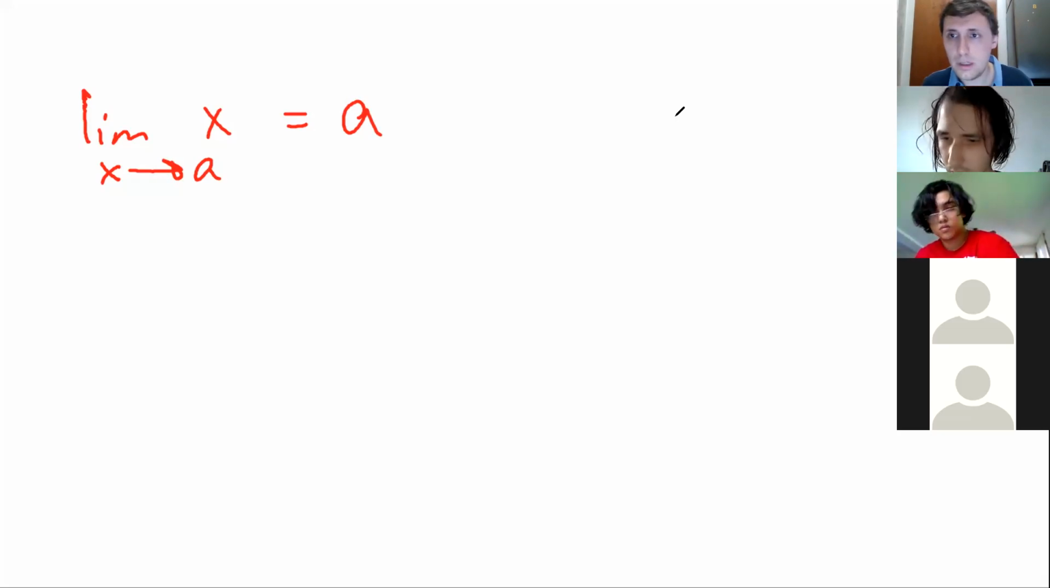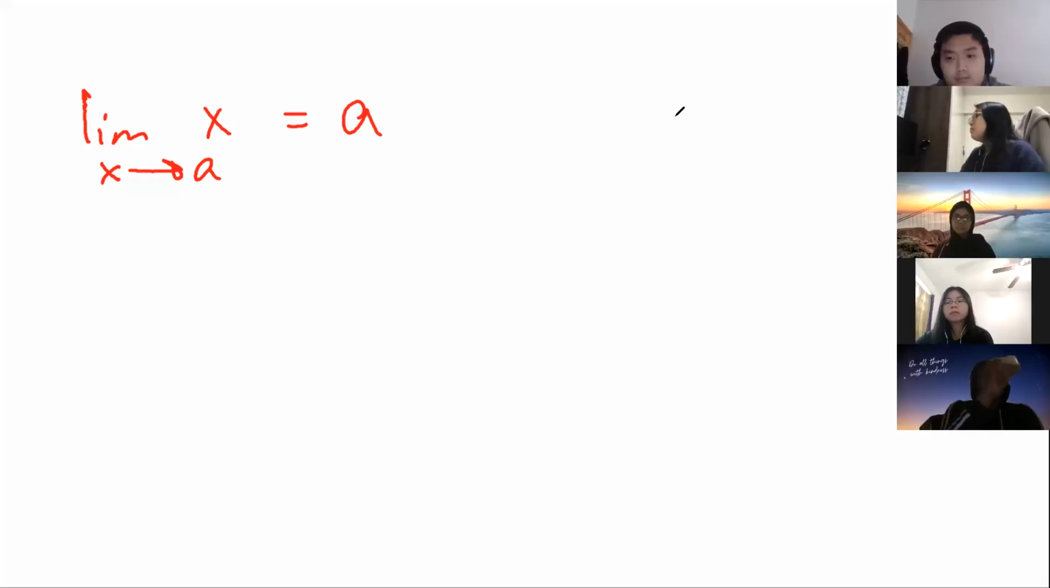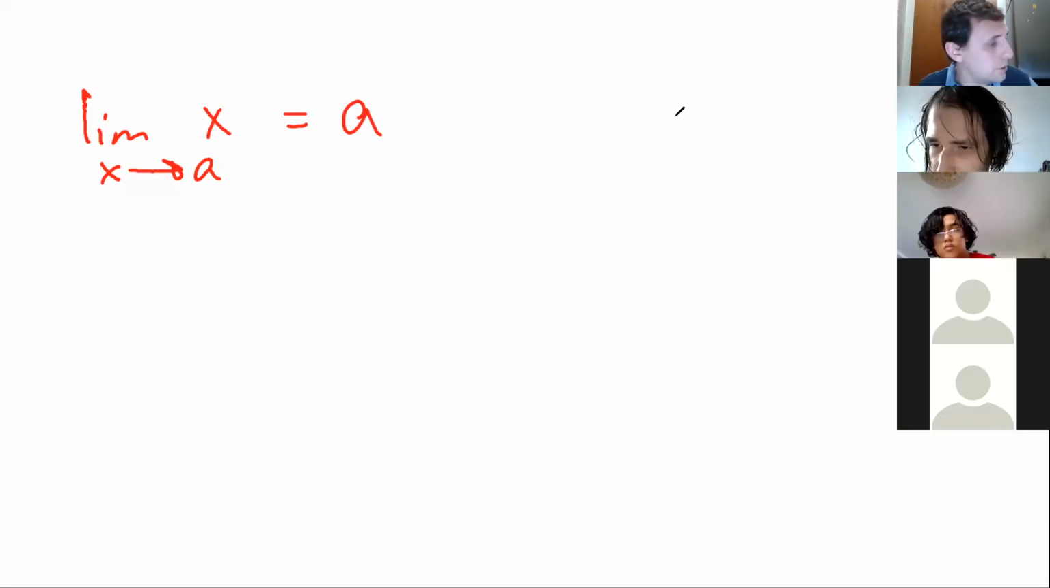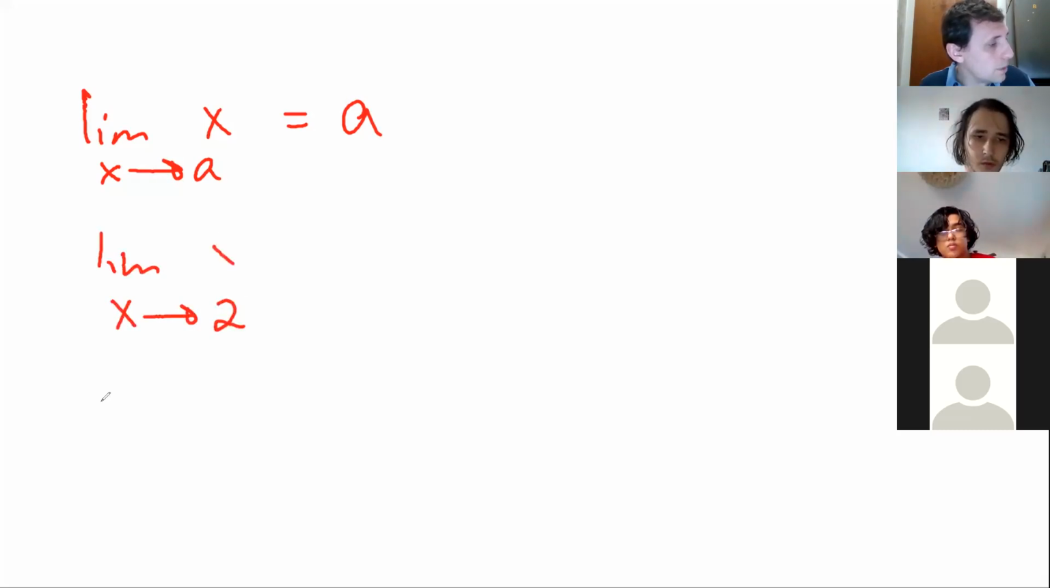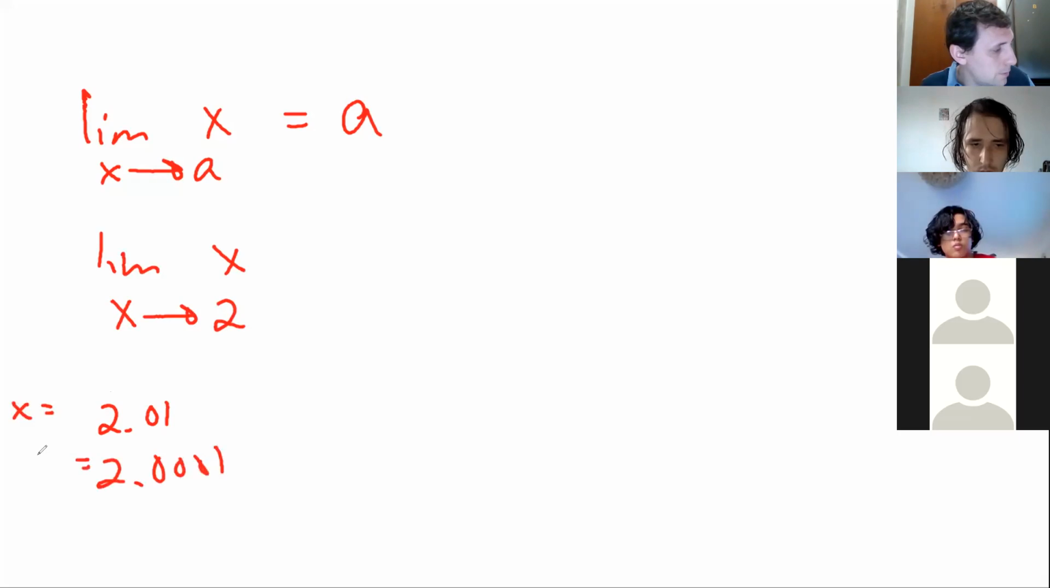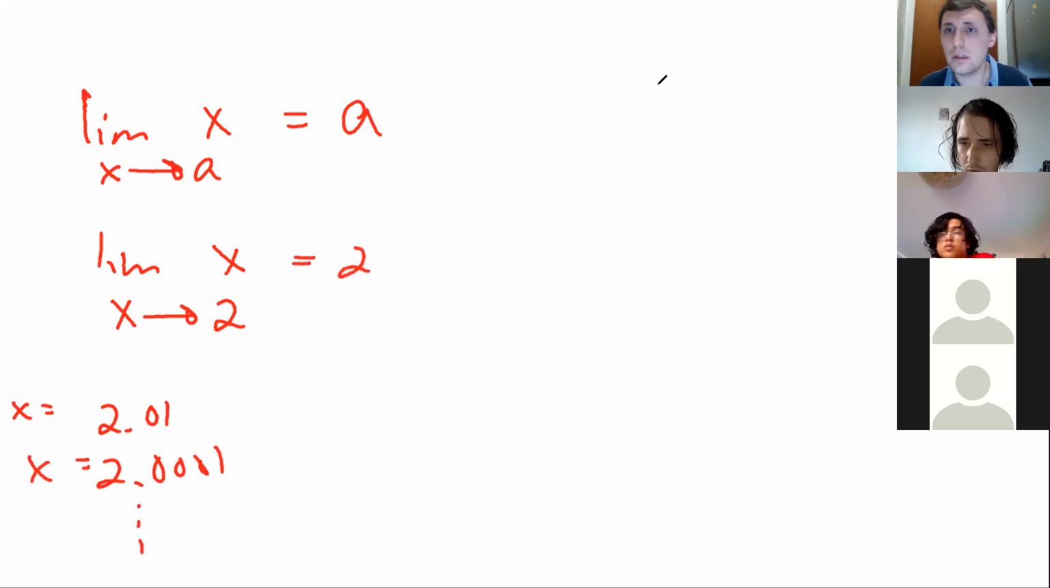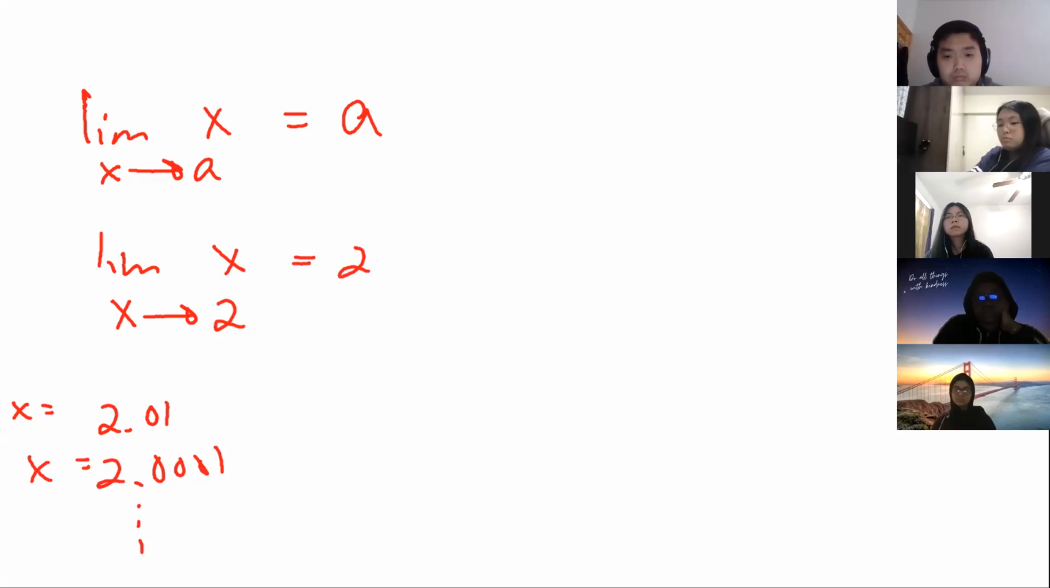Good? Is that clear? So if I have here a limit as x goes to 2 of x, what am I getting here? I'm getting, let's say, 2.01, 2.001. You can see that x is getting similar to 2. So obviously you will get 2 here. You understand? So some limits are very simple. The limit of a constant is very simple, and the limit of x is very simple. Yes?